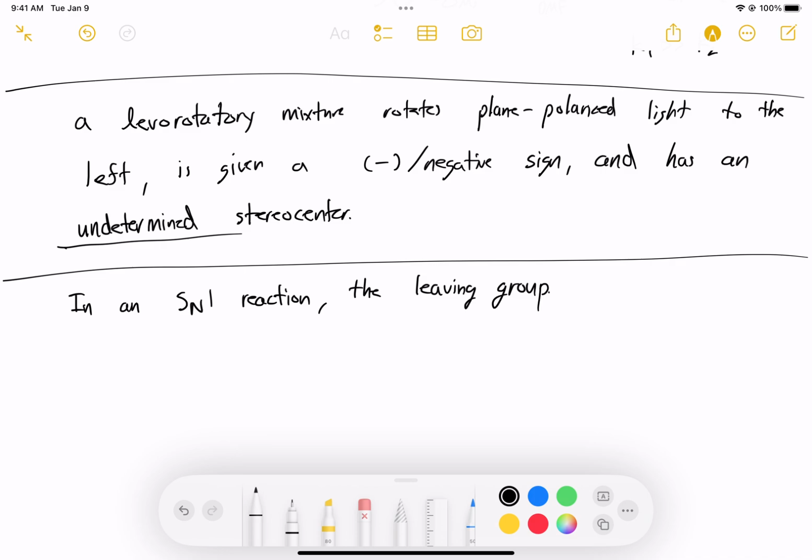Okay, so in an SN1 reaction, the leaving group, what can we say about the leaving group? All right, the leaving group leaves blank as the nucleophile enters.